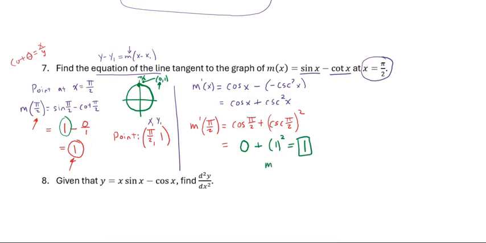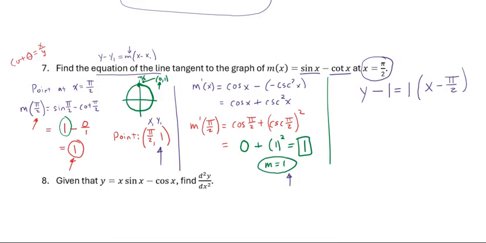All right, so our m is 1 for our line. And now we have all the parts we need. So y minus y1, right over here, equals m, that's the derivative, times x minus x1. That's the pi over 2. I like to put all of my lines in y equals mx plus b form, so let's go ahead and do that. If we distribute the 1, we're just going to get x minus pi over 2.